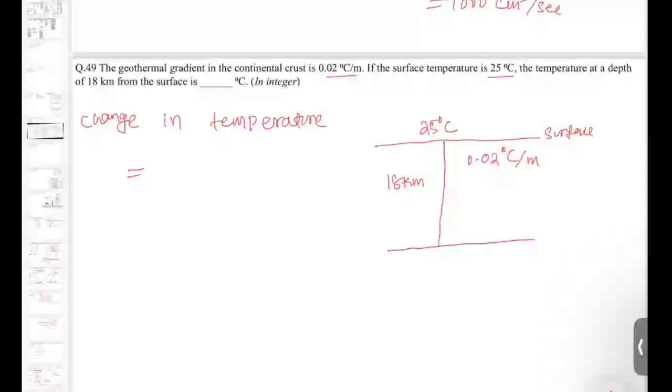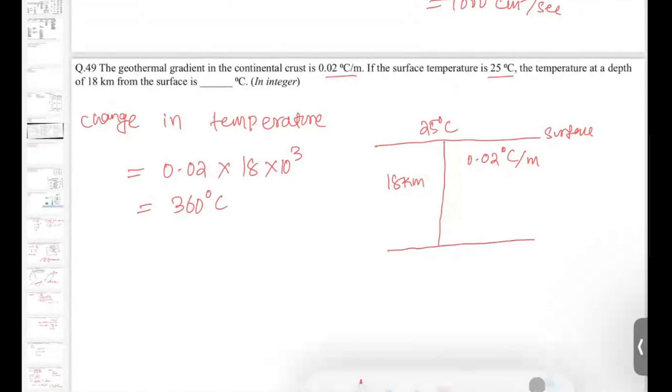So it should be 360 degrees. Yes, it's 0.02 into 18,000, as the geothermal gradient is given in the unit of degrees Celsius per meter. So you have to convert this into meters. So the change is 360 degrees Celsius.